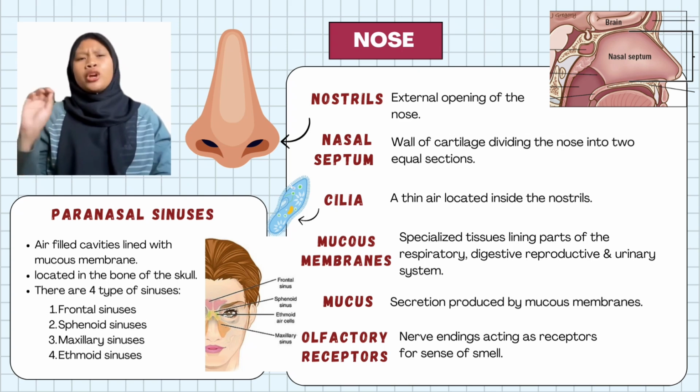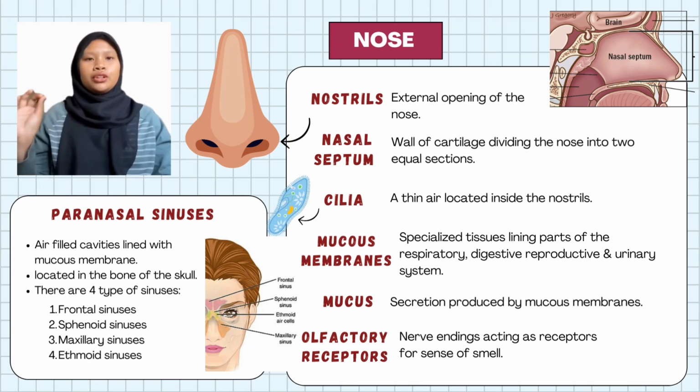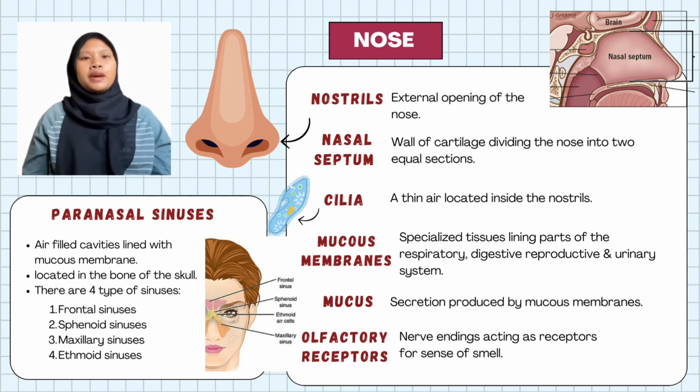Mucous membrane. Mucous membrane are the line of the nose. This specialized tissue also line the digestive, reproductive, and urinary system, as well as other part of the respiratory system. Next is mucus. Mucus is slippery secretion produced by mucous membrane that protect and lubricate this tissue. In the nose, mucus help moisten, warm, and filter the air as it enters.